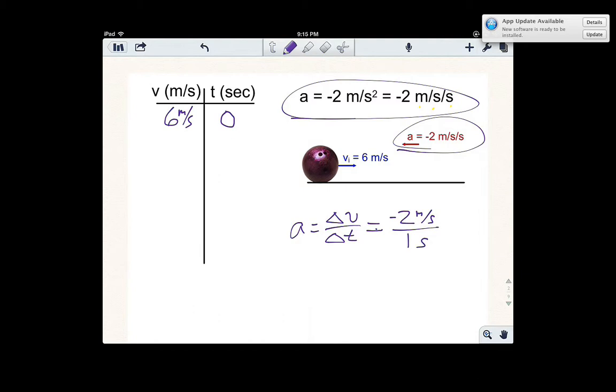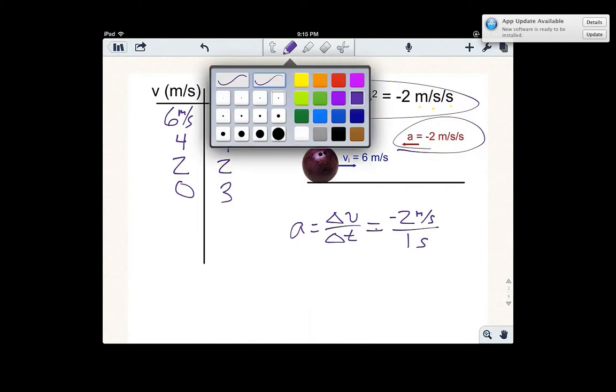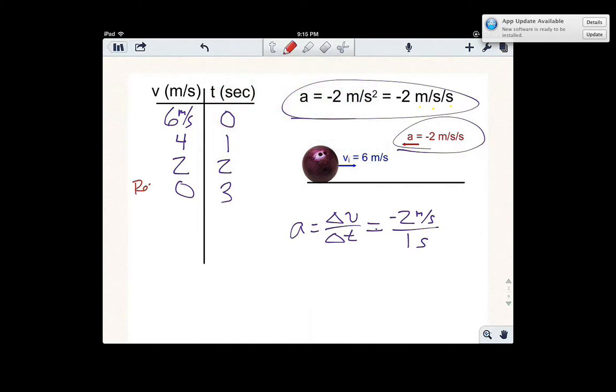So what does this mean? It means my velocity is changing by -2 meters per second every second of motion that passes by. So after 1 second, because this is a -2 meter per second change, my velocity goes down to 4 meters per second. After 2 seconds, it loses another 2 meters per second out of its velocity. After 3 seconds, it is now at rest. And in this situation, it's going to be at rest for just one brief instant in time, and it's going to change direction.